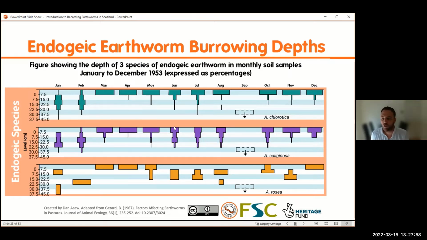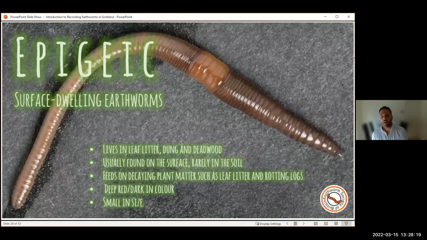However, again, we've got another outlier. That Octolasion cyaneum that I told you is the biggest of the Endogenics. That one will go down to 45 centimeters, no problem, fairly regularly. So it's a little bit of an anomaly. It seems to be something to do with size. The bigger the earthworm, the more they break the rules and the deeper they go for their category. Right, so those are all the earthworms that you tend to get living in the soil.